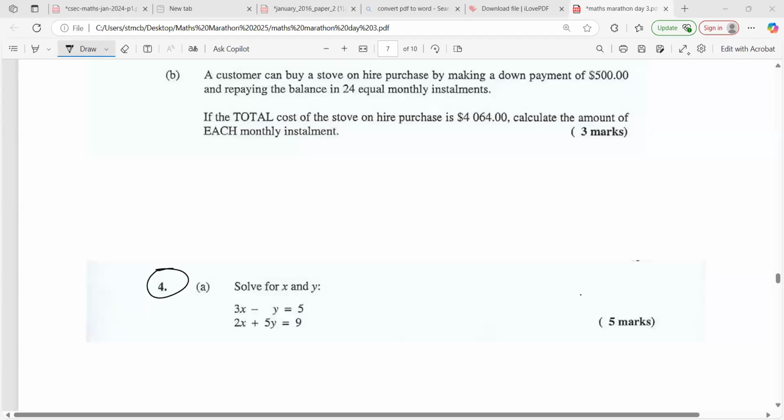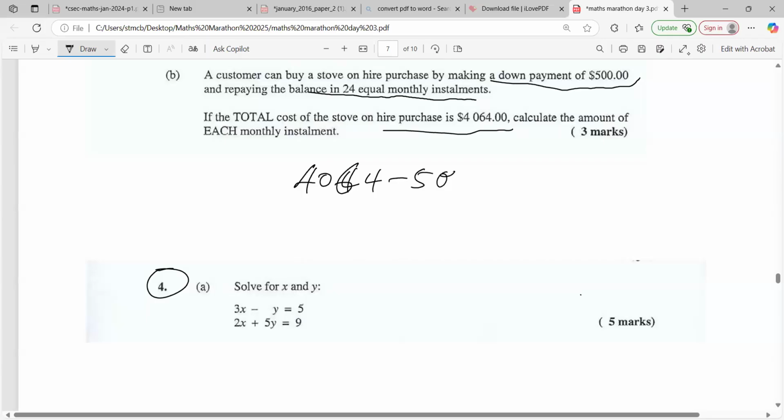They say a customer buys a stove on hire purchase by making a down payment of $500 and repaying the balance in 24 equal monthly installments. If the total cost of the stove on hire purchase is $4,064, calculate the amount to pay each month. So basically, very straightforward, right? We need to subtract the down payment, because to get the stove you have to do the down payment first, right? So when you do the down payment, you're going to subtract that.